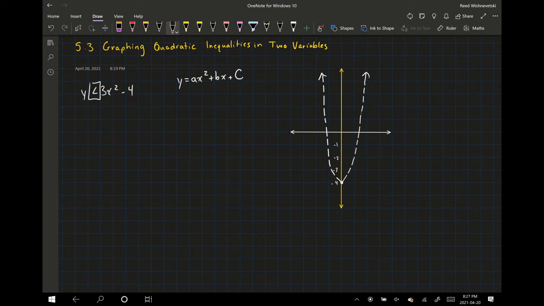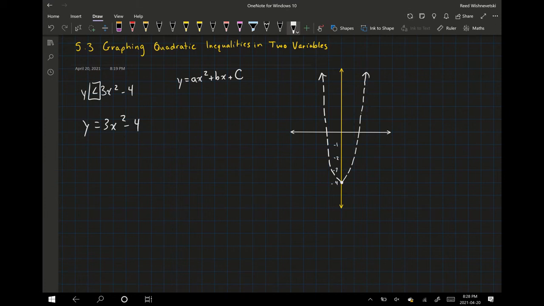Okay, so now that we have our dotted line, which means that our solution set for this inequality cannot equal any point on the equation that we had originally found, which was y equals 3x squared minus 4. So that's why it's dotted.